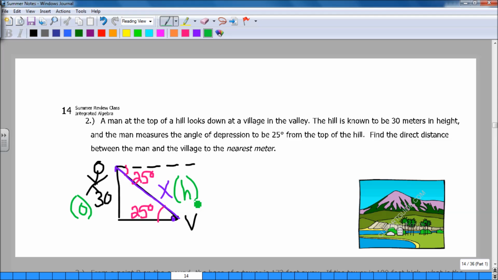So I'm going to use sine. So I'm going to say that sine of 25 degrees is equal to 30 over x. Now, to get rid of that x in this denominator right here, what I need to do is multiply both sides by x. So I get x times sine of 25 equals 30.